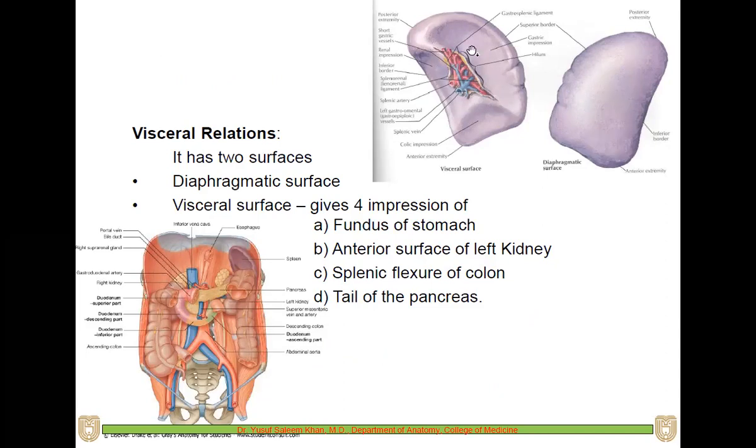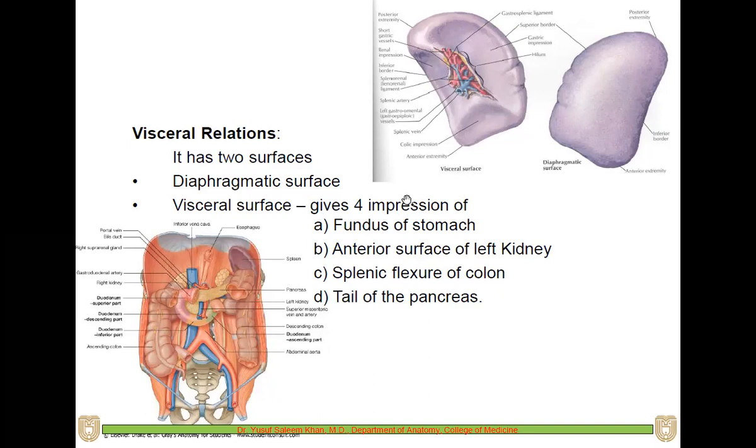But the visceral surface will show impressions for many structures. So it gives four impressions. One is the fundus of the stomach. So if you see here, this part will be in contact with the fundus of the stomach. So as we saw, it is wedged between the fundus of the stomach and the diaphragm. So the fundus of the stomach will give you an impression here on the top. This is called the gastric impression.